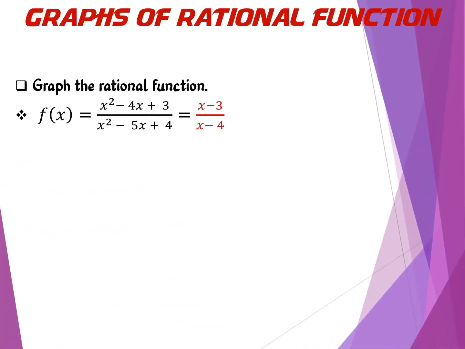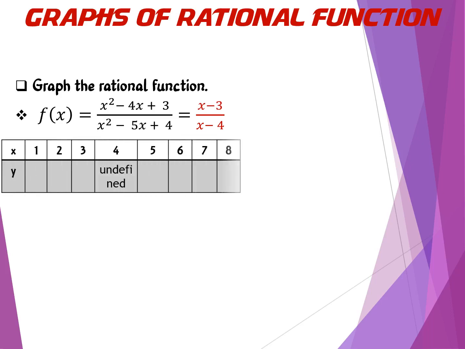Okay, since we know the restrictions, x should not be equal to 4 and y should not be equal to 1, we will now make the domain and range by using a table of values. At 4, it will be undefined, and y should not be equal to 1. We let any values; I assigned here values of x: 1, 2, 3, and then 5, 6, 7, because 4 is not included. So, we'll just simply solve for y.